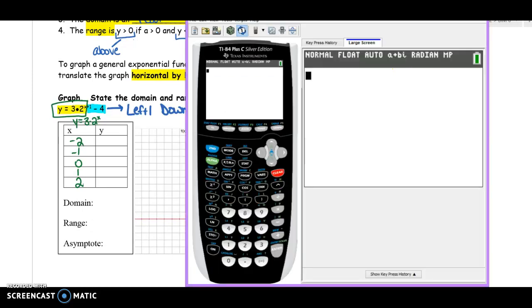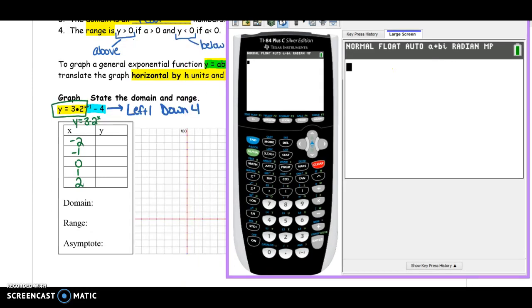So to plug in 3 times 2 raised to the -2, we do 3 times 2 raised to the negative 2. And we get 0.75.